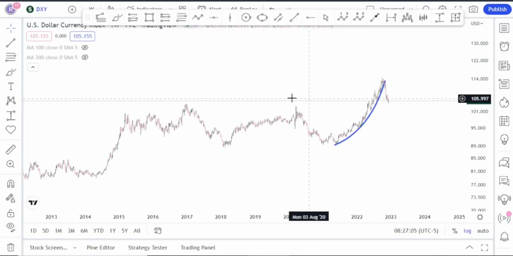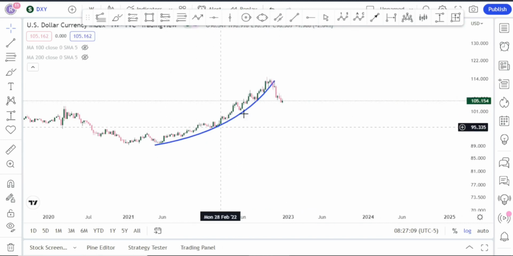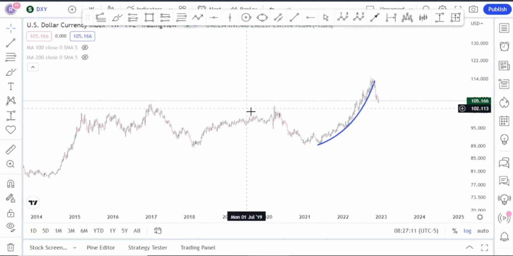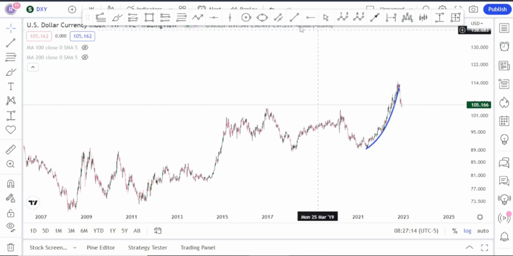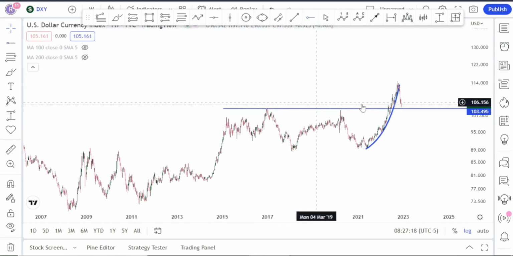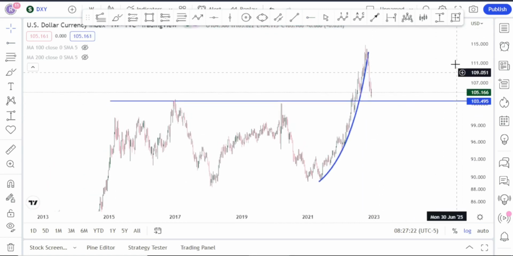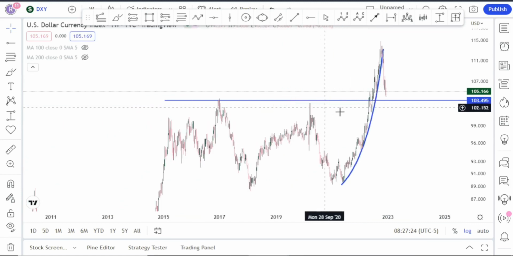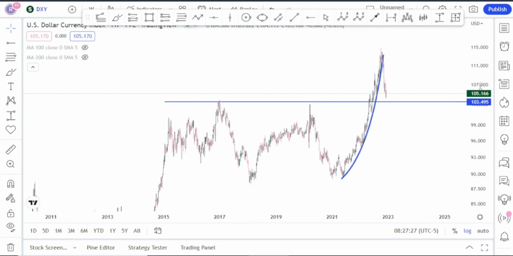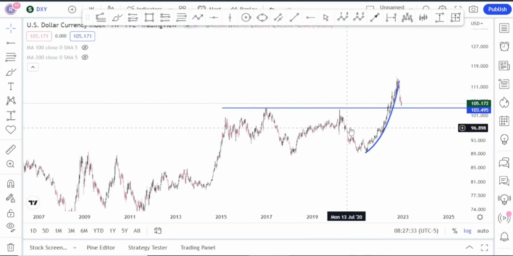Now we can also take a look at the DXY right here, which is crashing. You can see that it has broken this parabolic structure right here, and usually when these parabolic structures are broken, they come down in a very quick fashion. But it seems we actually had some support level right here. So I'm still waiting for a break and close below this level, which will be something like 103. Losing this level for the DXY is going to be massive for the crypto space, in my own opinion, because historically the moments that the DXY has been crashing are the moments that crypto has been flourishing.